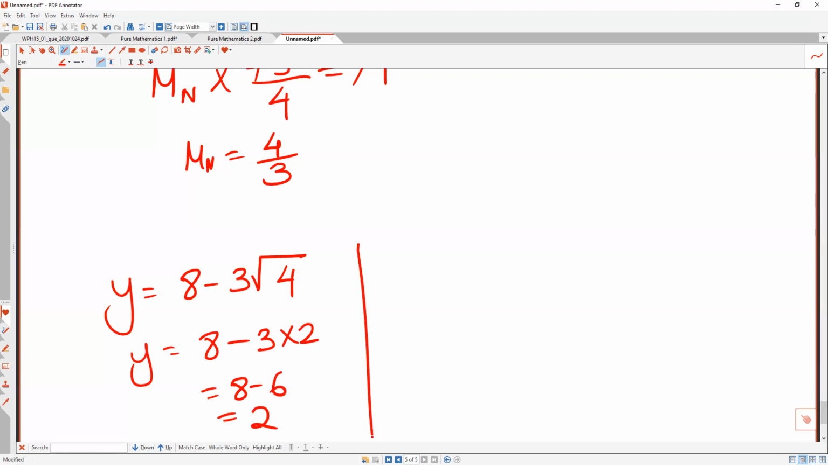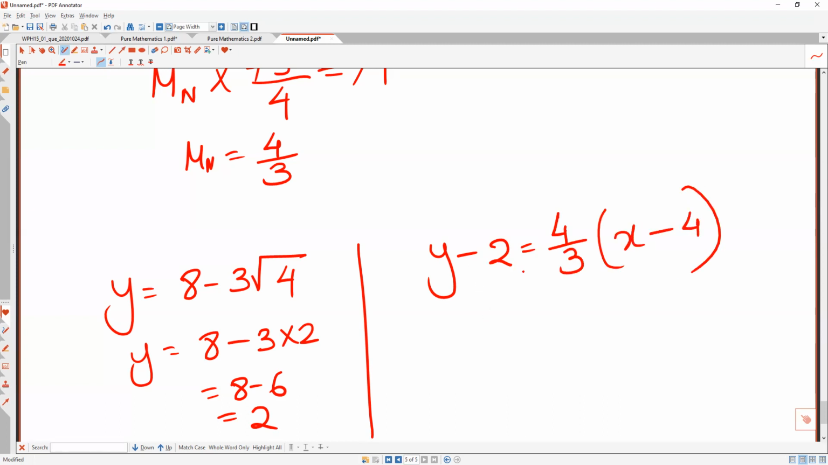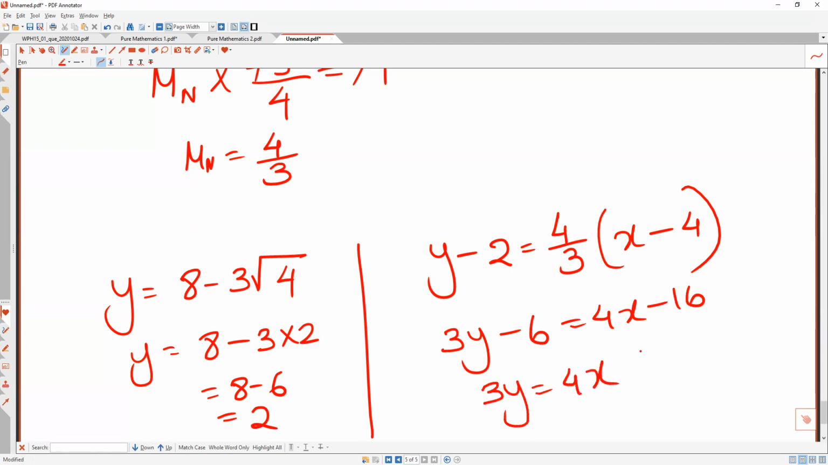You know your y coordinate. Y minus y1 is equal to m into x minus x1. How much is x1? 4. So cross multiply. 3y minus 6 is equal to 4x minus 16. Bring the 16 over here. 3y is equal to 4x minus 10.